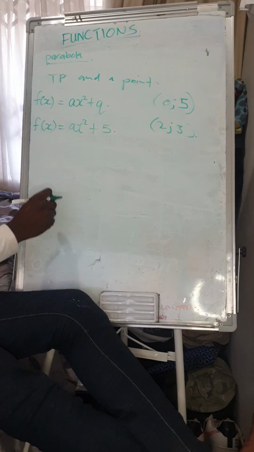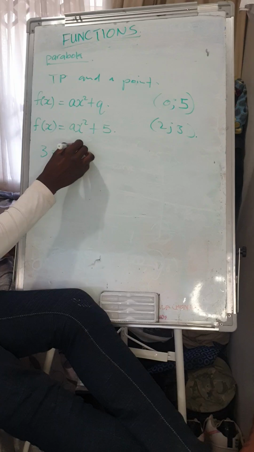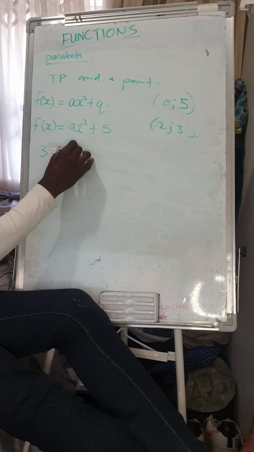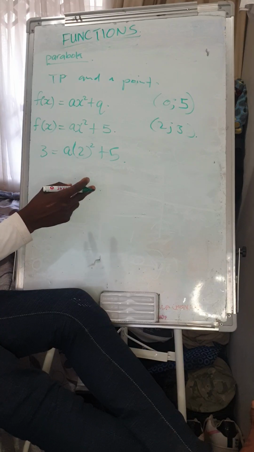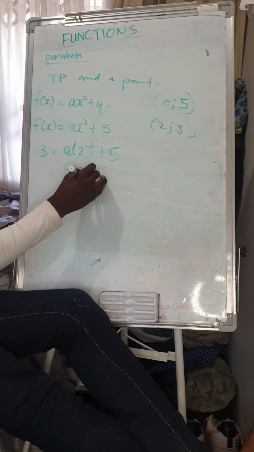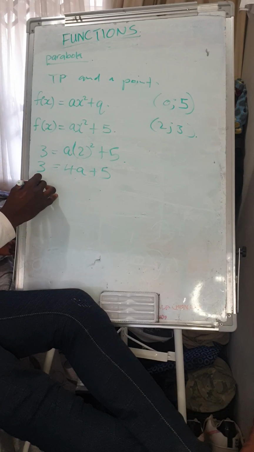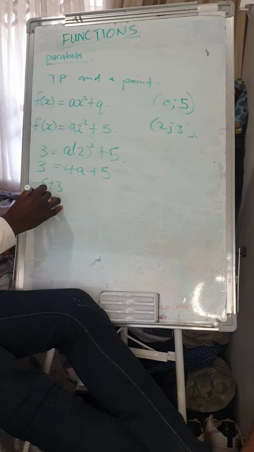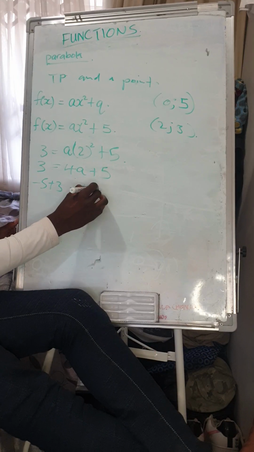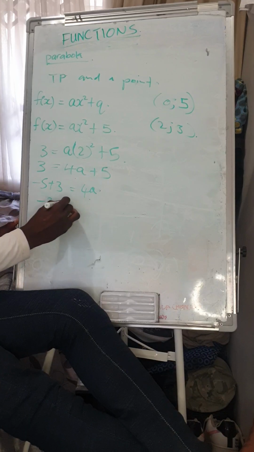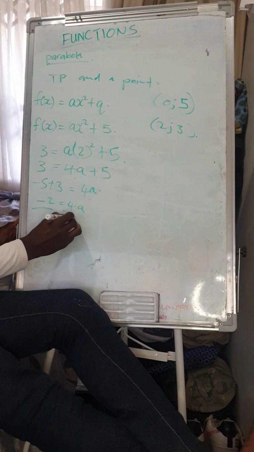Now take this point on this side: 3 equals a times 2 squared plus 5. All this is 2 squared, 4. So 4a plus 5 equals 3. Take that 5 to the other side: minus 5 plus 3, that is minus 2. I'm too fast. Equals 4a. Right? Minus 2 equals 4a. Divide by 4.